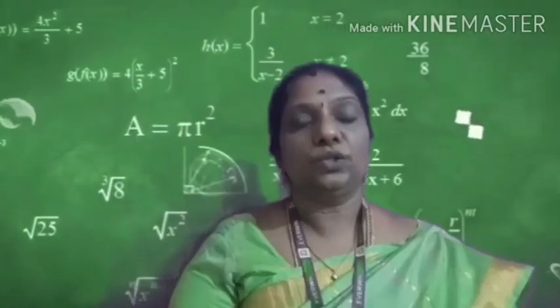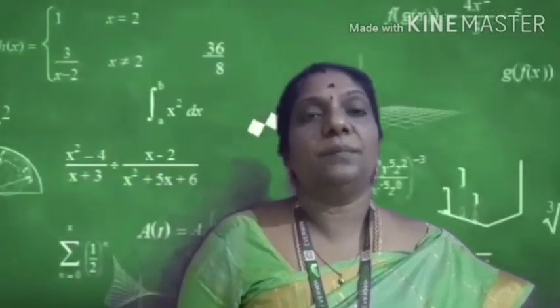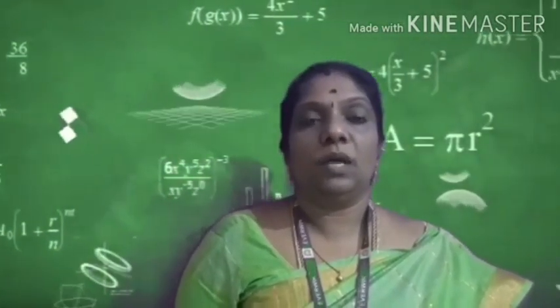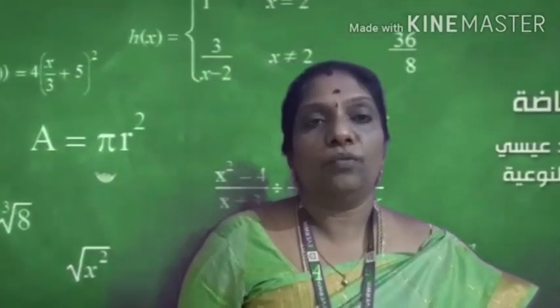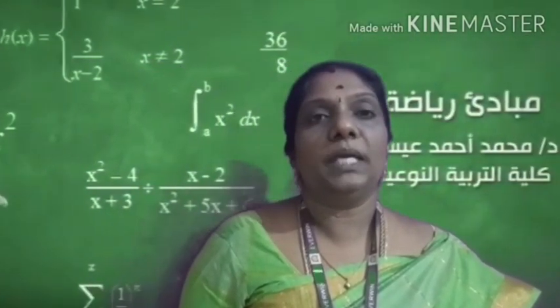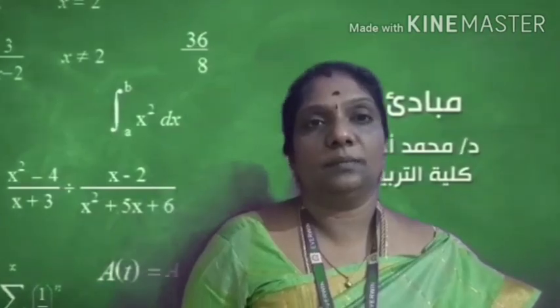Welcome students. Today we are going to see chapter 5 geometry. Exercise 5.1, topic: pair of angles formed by intersecting lines.